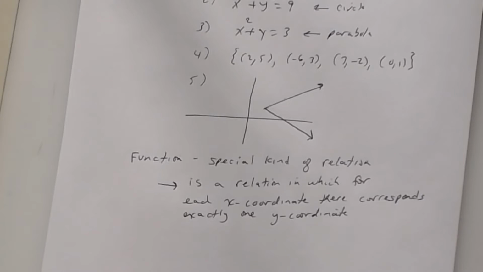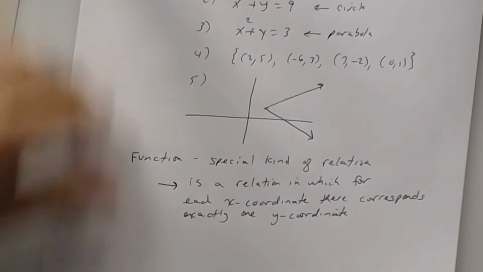You have to know the definition in order to be able to understand what a function is. So for each x, there's what? One y. Notice I didn't say for each y there's one x. I said what? For each x, there's one y. Not the other way around. All right, so let's look at some examples.